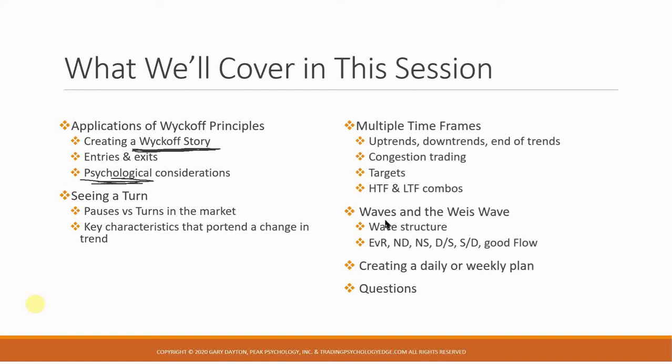We're going to look at the Weiss wave and thinking in terms of waves and wave structure. We'll do that a little bit earlier than where it shows up here, but we're going to cover that tonight too. We'll look at the Weiss wave in terms of effort versus result, no demand and no supply, and also good flow, good demand over supply, demand overcoming supply. That's what D over S means. And supply, or selling, over demand, or buying. Demand is buying, selling is supply, and that's what we're always assessing in the market.